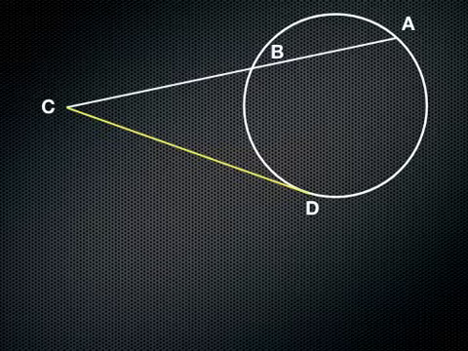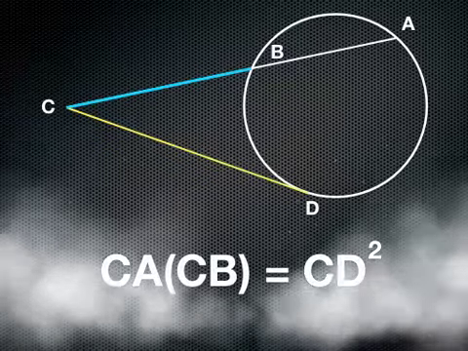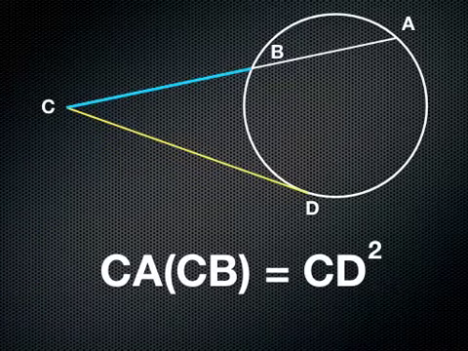The external secant segment would be CB, and this theorem says that for this example, I could take the entire secant segment CA, multiply it by the external secant segment CB, and set it equal to the length of this tangent segment CD squared.